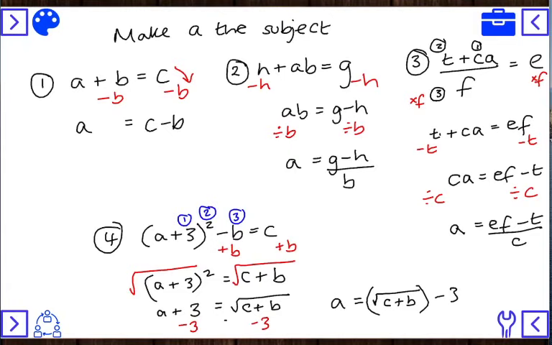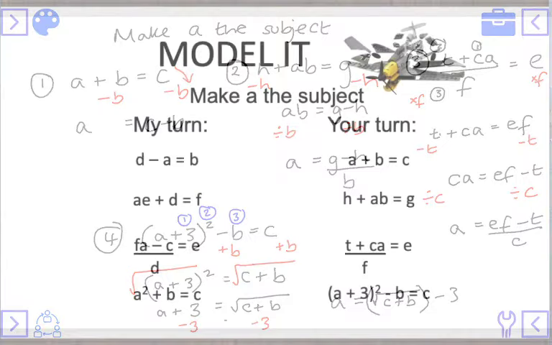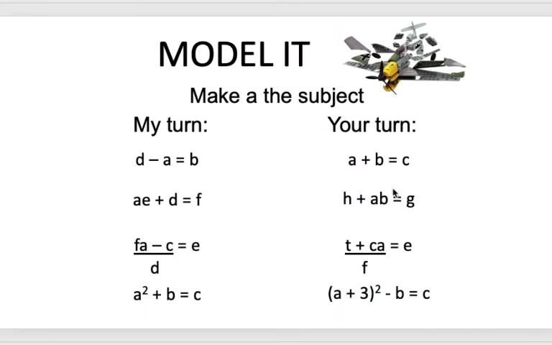Step 1 and 2, A plus B is equal to C, and H plus AB is equal to G, those first couple of questions are very much the kind of level that I wanted to target in today's lesson, and the last 2 are very much an extension.